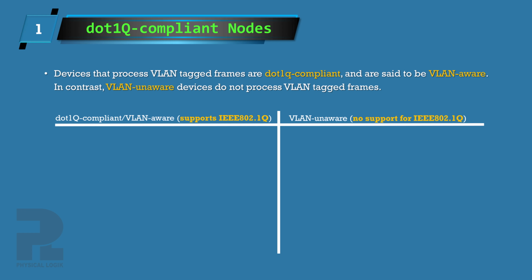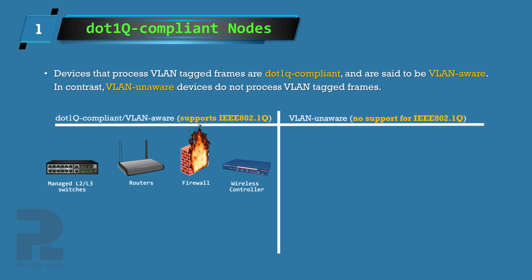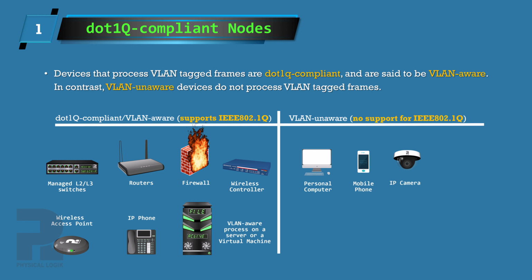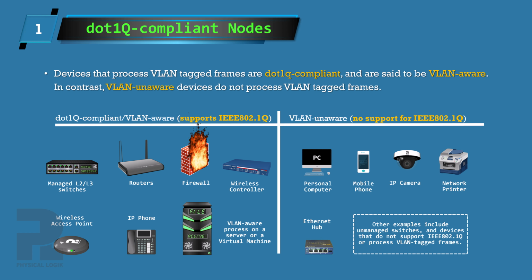VLAN-aware devices include managed Layer 2 and Layer 3 switches, routers, firewalls, wireless controllers, wireless access points, IP phones, and VLAN-aware processes that run on network and server operating systems or virtual machines. Generally, user devices such as personal computers and mobile phones are VLAN-unaware. Other VLAN-unaware devices include IP cameras, network printers, and network devices and terminals that do not support the .1q specification.